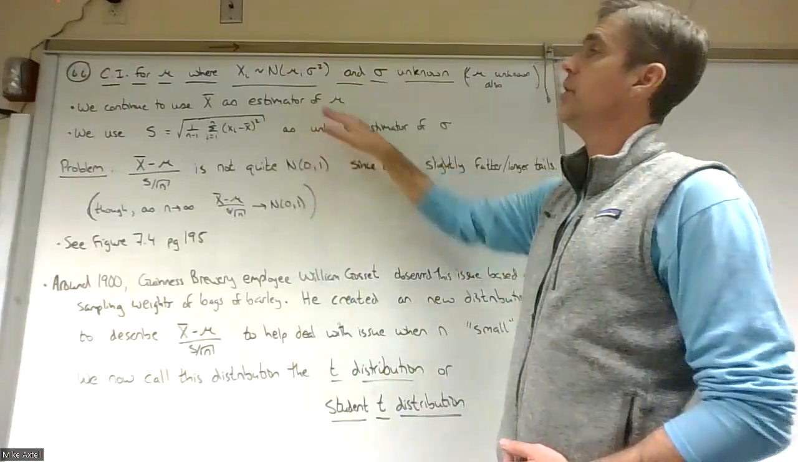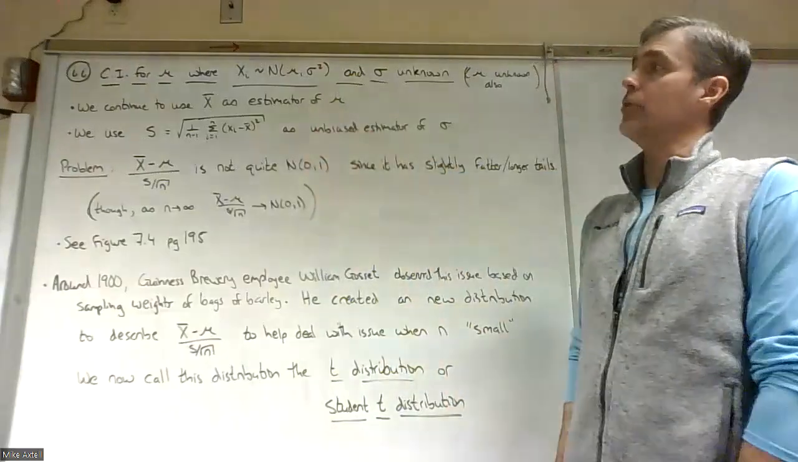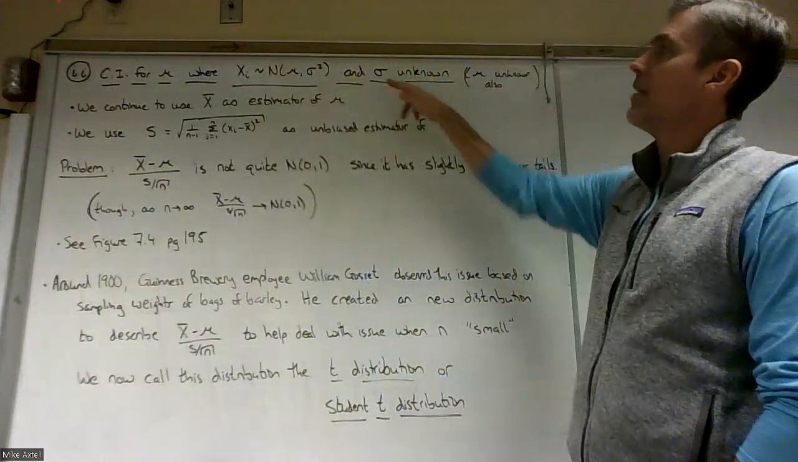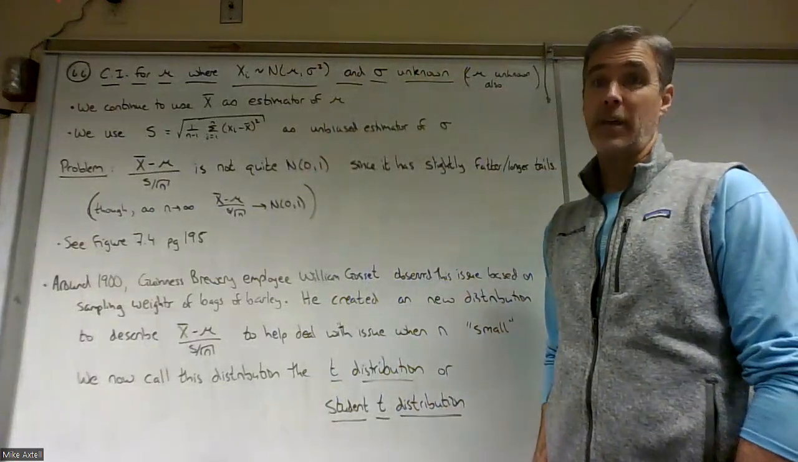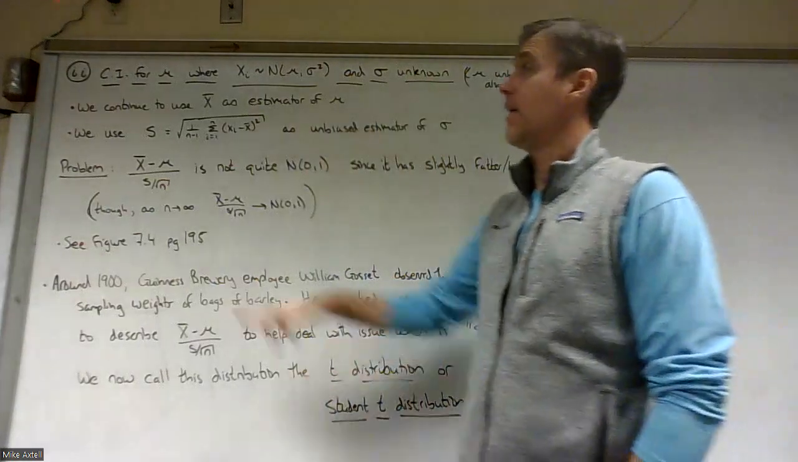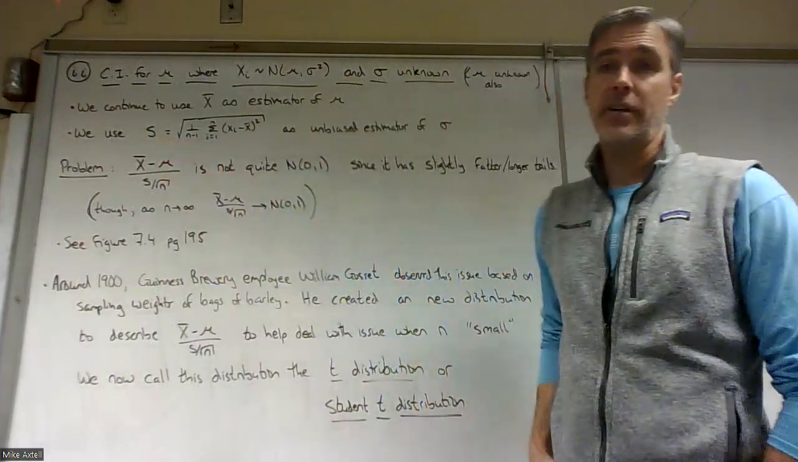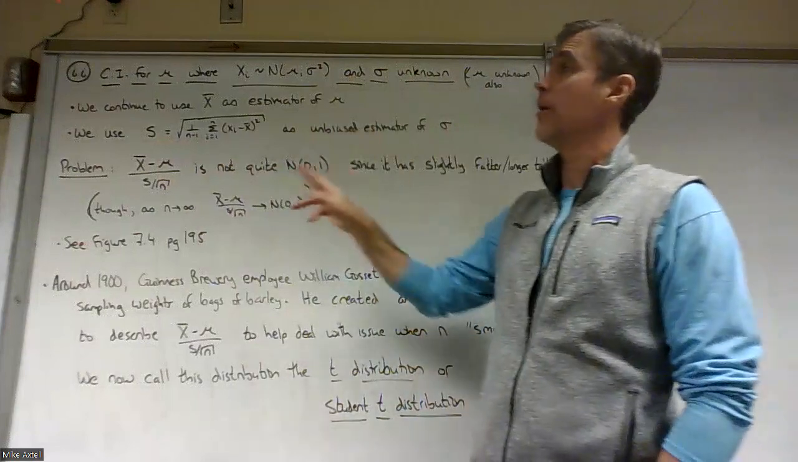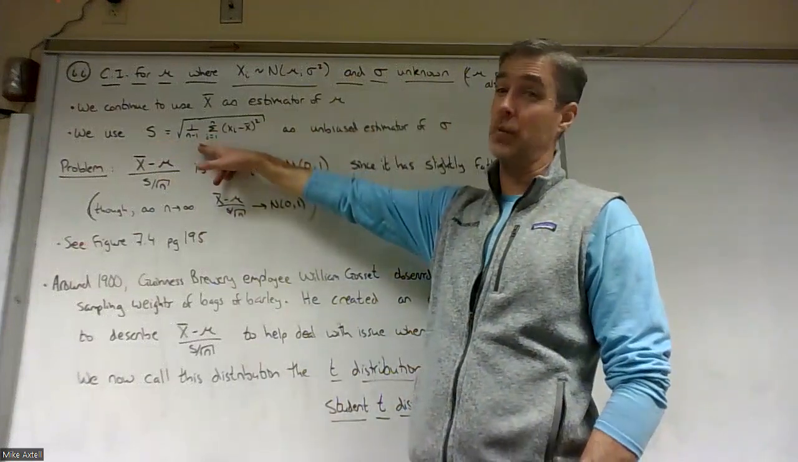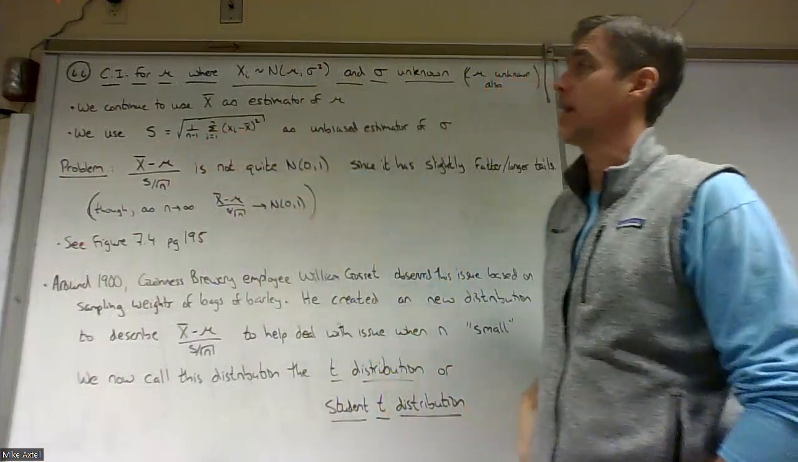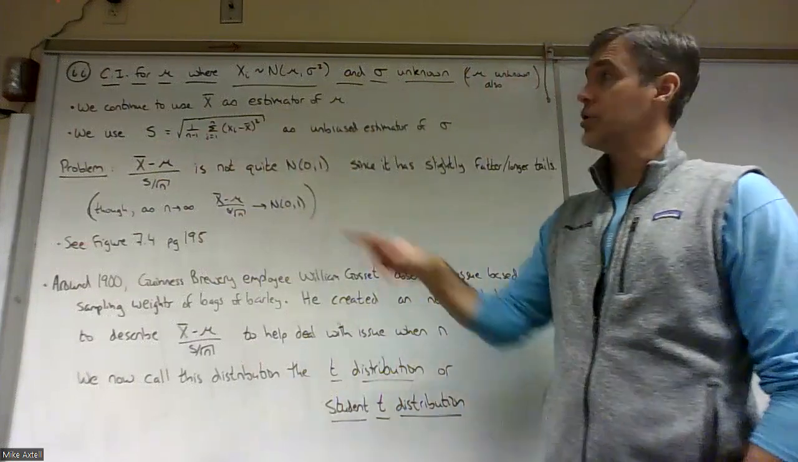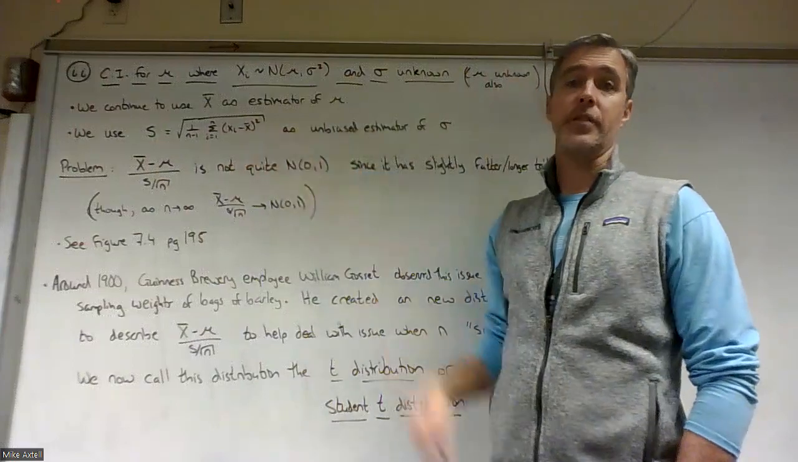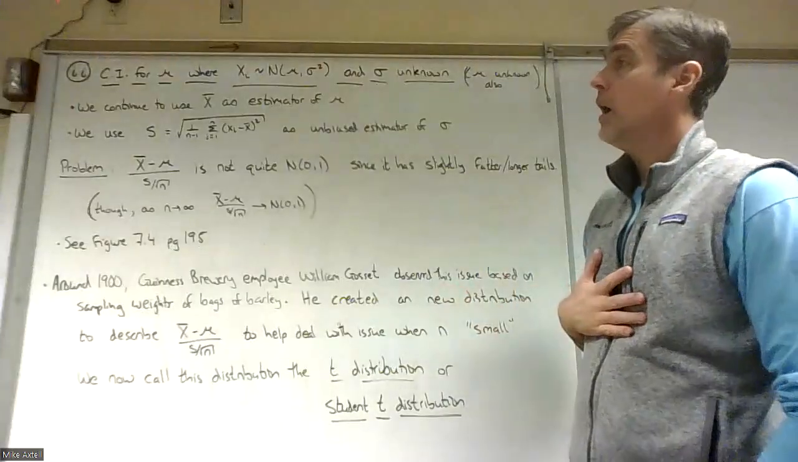So we're going to continue to use X bar as an estimator of mu. And now I don't have sigma, the standard deviation, so I'm going to use the best unbiased estimator of sigma that I've got. And that was S, the sample standard deviation or standard error. Okay, and if you remember, it was the square root of 1 over n minus 1 times the sum of (xi minus x bar) quantity squared. All right, and in the last chapter, we showed that this was an unbiased estimator of sigma. So let's use it, okay?